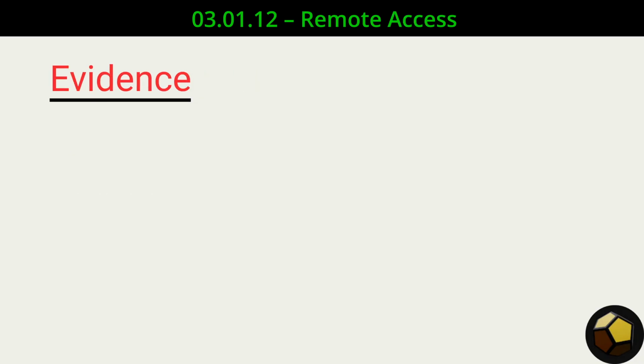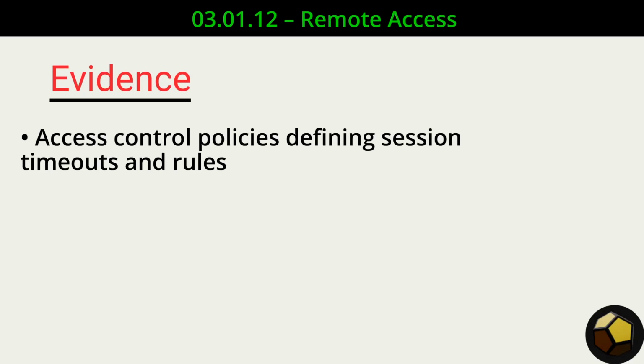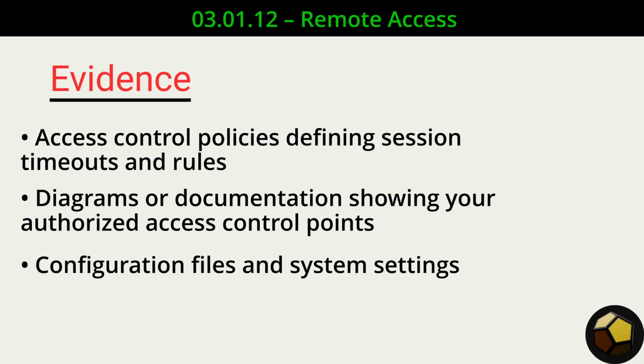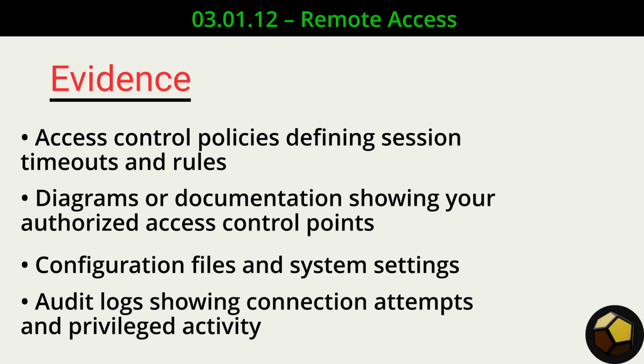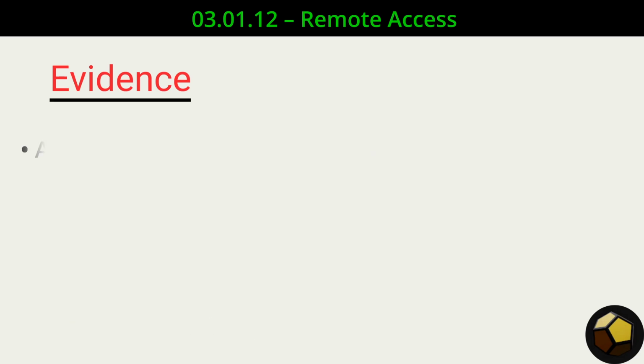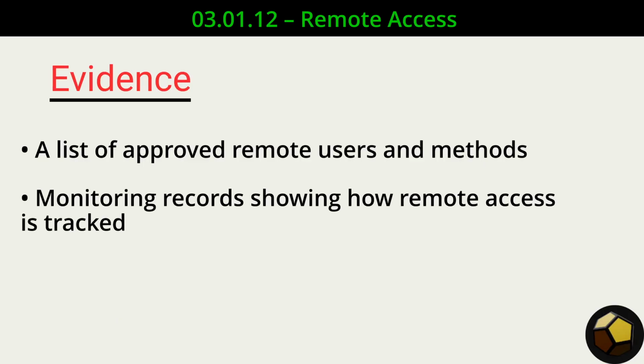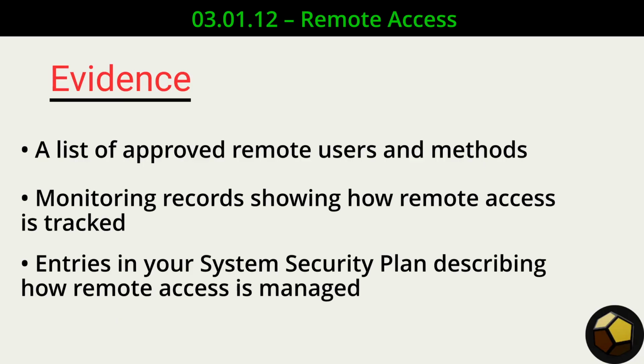If you're asked to show evidence, be prepared with remote access policies and procedures, diagrams or documentation showing your authorized access control points, configuration files and system settings, audit logs showing connection attempts and privileged activity, a list of approved remote users and methods, monitoring records showing how remote access is tracked, and entries in your system security plan describing how remote access is managed.